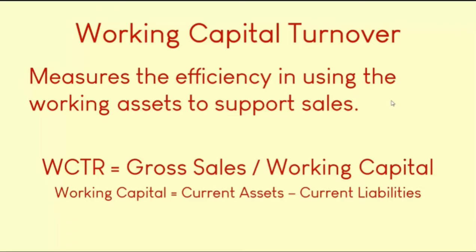So last one under the activity ratios is the working capital turnover. The working capital turnover measures the efficiency in which the working assets support sales. So we measure how much working capital is converted into sales. So we need the value of the working capital and the gross sales. So to get the value of the working capital, we need the current assets and the current liabilities. So kailangan natin kuhain yung difference ng current assets and current liabilities before using it as a divisor to the gross sales.